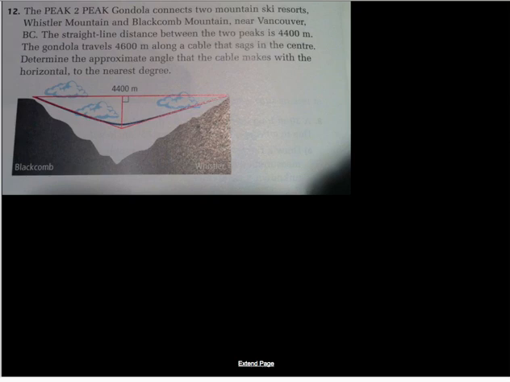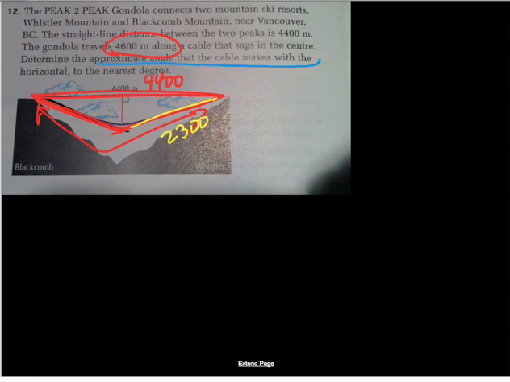So in this case, what we're looking for, and I'll just draw this a little bit better so it's brighter. There's the triangle that we're given. And so this distance is 4,400 meters. And they're telling me the cable from there to there is 4,600, which means that one length on this is going to be 2,300. And it's asking me to determine the approximate angle that the cable makes with horizontal. So they're wanting me to figure out that angle of depression right there.